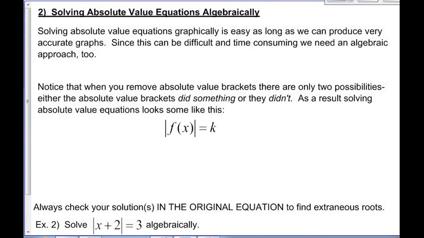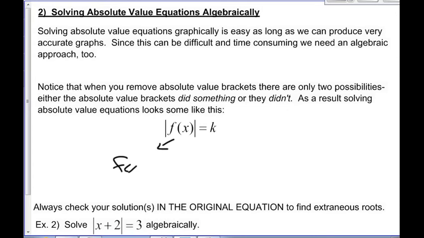Solving absolute value equations algebraically is pretty easy. As long as we can produce accurate graphs, we could do it graphically, but that's difficult sometimes and time-consuming. So when you remove absolute value brackets, there are only two possibilities. Either the absolute value brackets did something or they didn't. So if I have absolute value of some function equals k, some constant, there are only two possibilities.